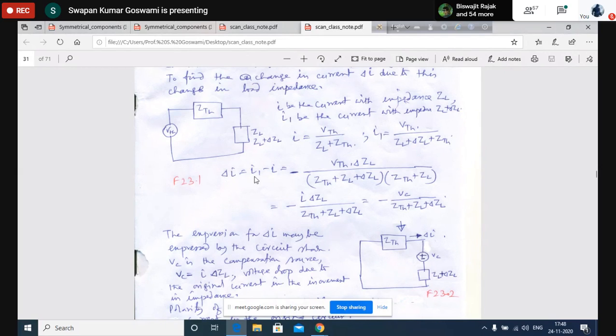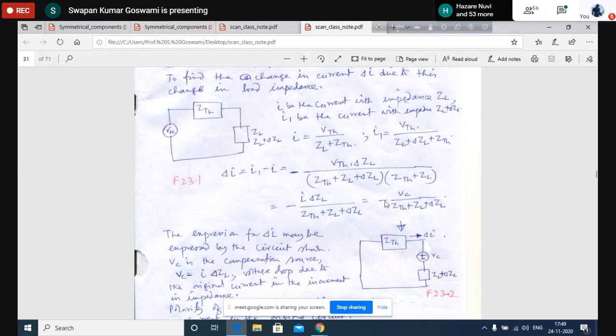This delta I is equal to final current minus initial current. So that becomes this much. It is minus Vc by Vthevenin plus ZL plus delta ZL. How do you calculate Vc? Vc is equal to initial current into change in impedance. Okay. So consider this expression.